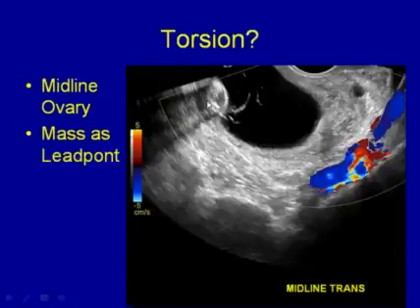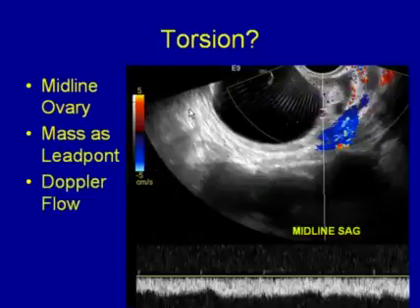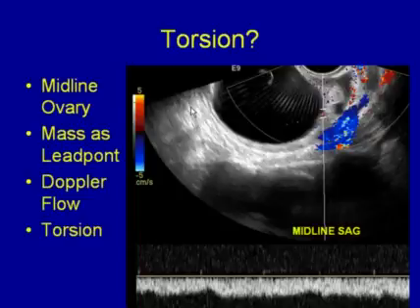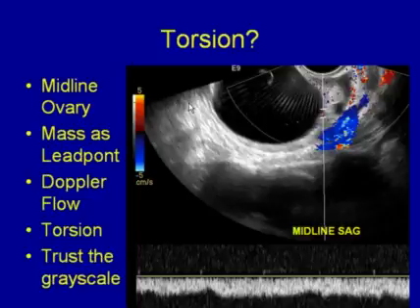You can see it has a nodule in it, so that makes you think, yep, this could be a teratoma, and those are certainly prone to act as lead points for torsion. There's Doppler flow. Does that dissuade you? Absolutely not. This is torsion: abnormal position, some abnormal grayscale, lead point mass. Trust the grayscale.